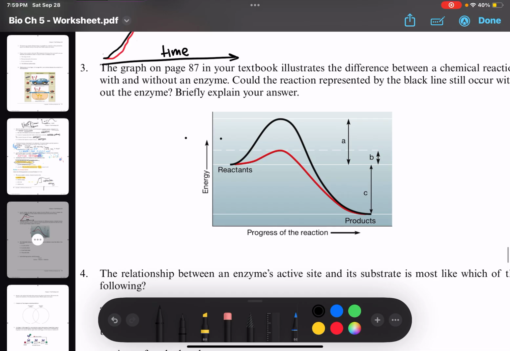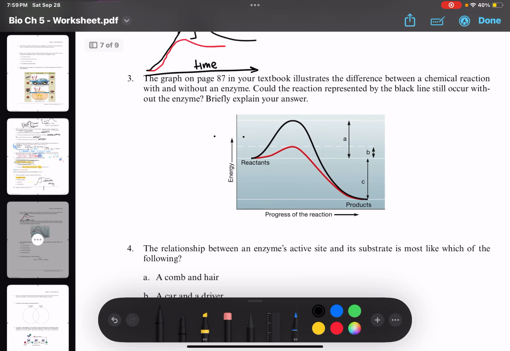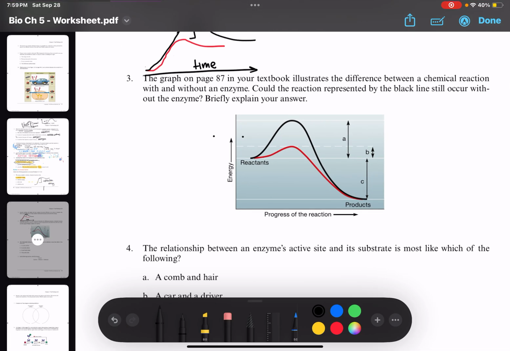Alright, the graph on page 87 in your textbook illustrates the difference between a chemical reaction with and without an enzyme. Could the reaction represented by the black line still occur without the enzyme? Explain your answer. First of all, we already did this question, but let me just go through it. The answer is yes. Yes, it can occur.